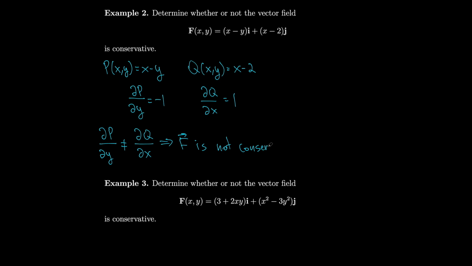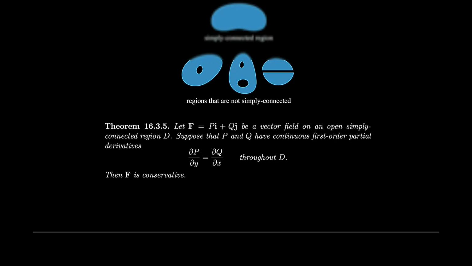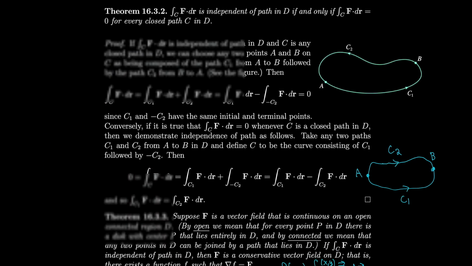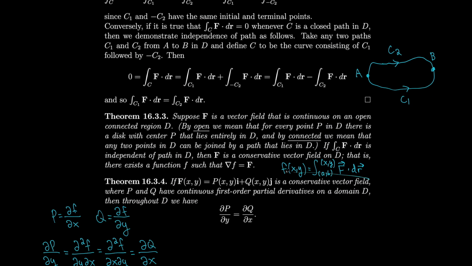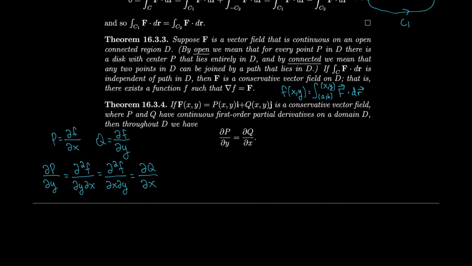So that means f is not conservative by the contrapositive of the first theorem we looked at. So that was what said that if we have a conservative vector field, then it must be that these partials are equal. We just saw the partials are not equal, so there's no way that our original vector field was conservative, because if it was, they would have had to be equal. That's contrapositive.